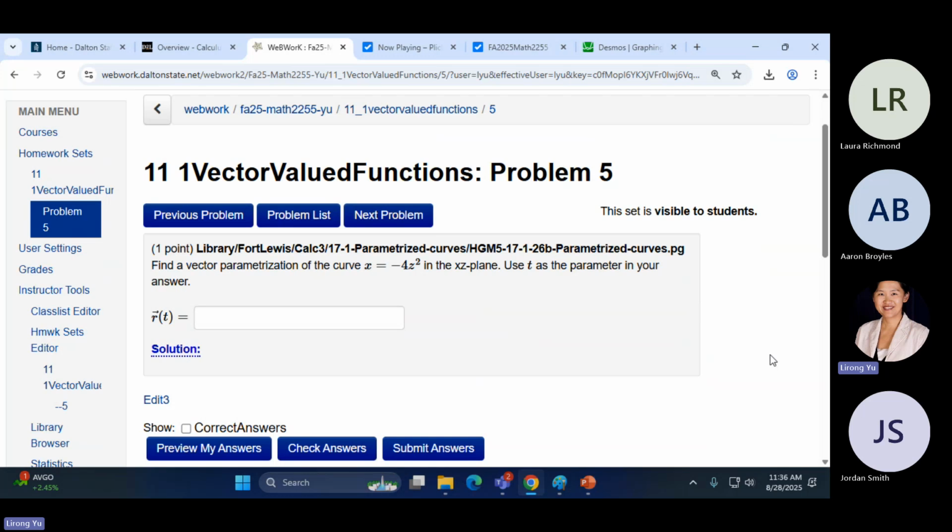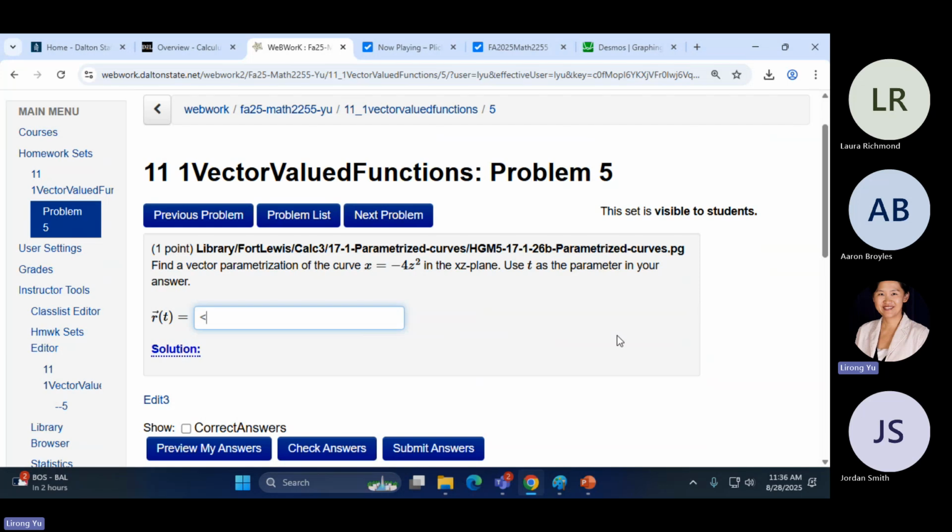Now, for number 5, we want to find the parametric equation or vector-valued function for this curve. The curve is x equals negative 4z squared, but this is a curve in the xz plane. So what is the property of a curve that has to be within that plane? In the xz plane, the y value equals 0. So it looks like this.